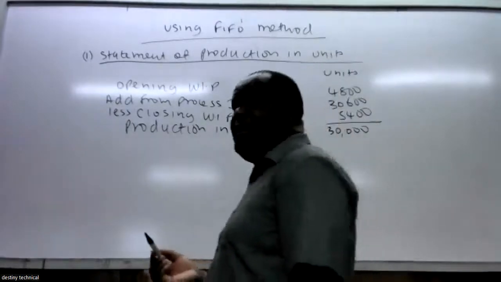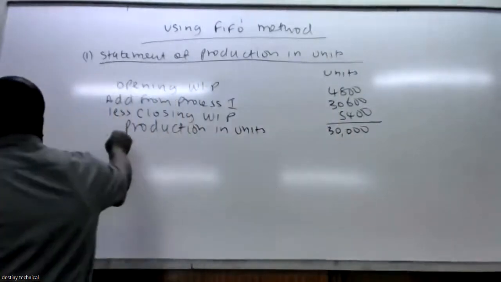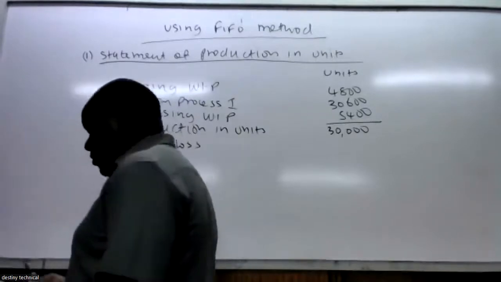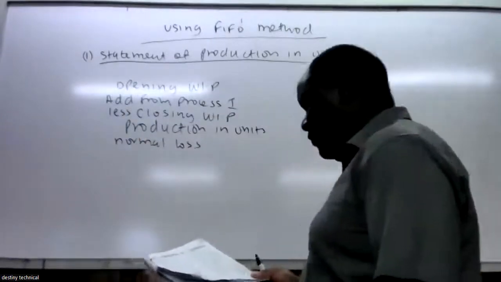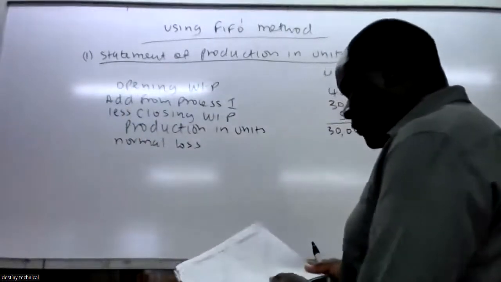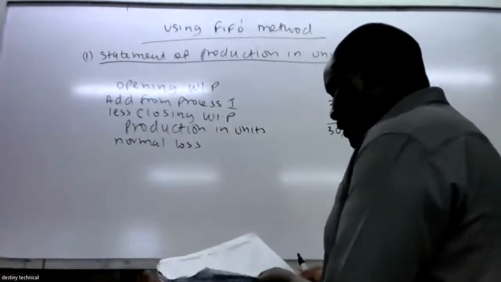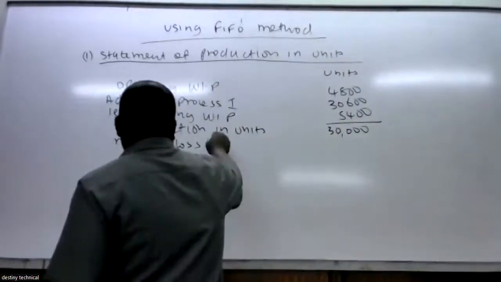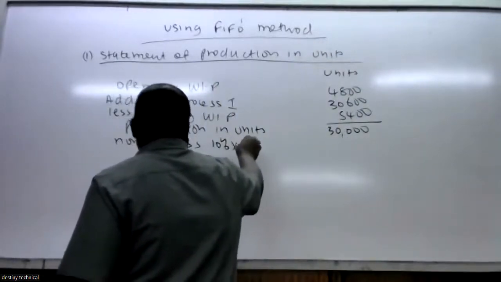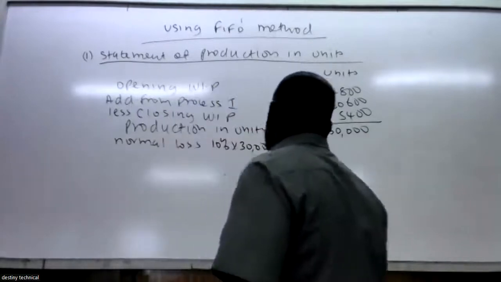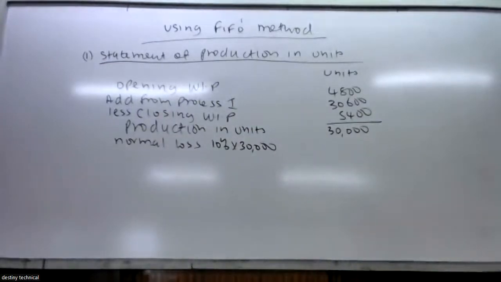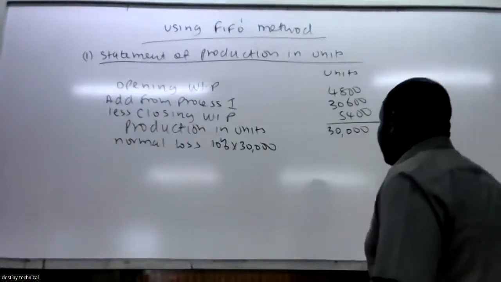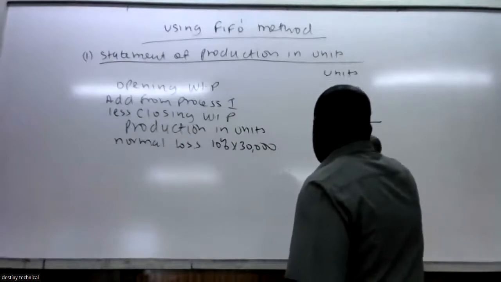Then after that, you also compute the normal loss. Normal loss was given to you in note number 6. There was a normal loss of 10% of the production. The production is 30,000, so 10% of 30,000 will be 3,000.